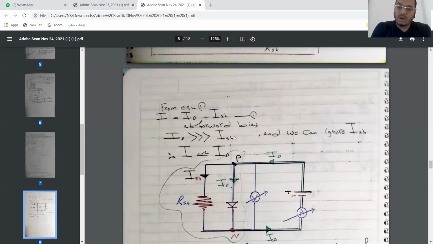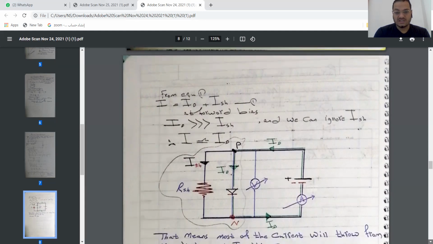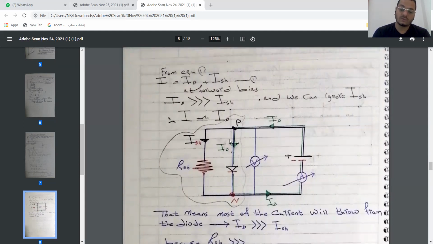Now let's talk about why ISH, the current at the parallel resistance, is near 0. Like we know, the diode is at forward bias, which means the diode will let the current through, and the parallel resistance will be something like a wall that tries to prevent the current from passing through it. So approximately all the current will flow through this circuit.